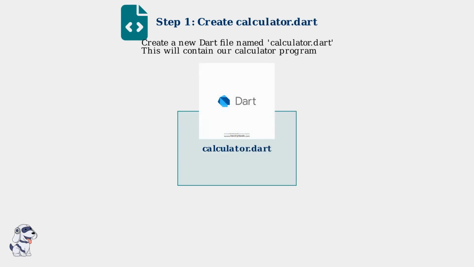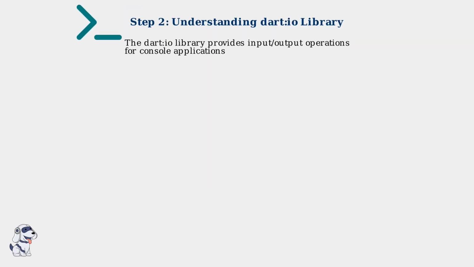First, we need to create a new Dart file. Name it calculator.dart. This file will contain all the code for our calculator application. To build our calculator, we need to use Dart's input-output library, known as dart:io.